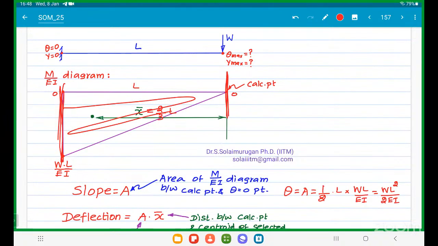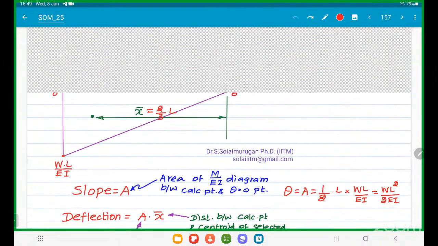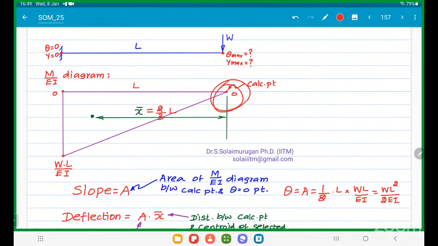Answer. Yes, sir. Already calculated. Luckily already calculated, time saving. Okay, sir. So A into X bar. What is this X bar? X bar is the distance between calculation point and centroid of the selected area. This area. So what will be this distance?